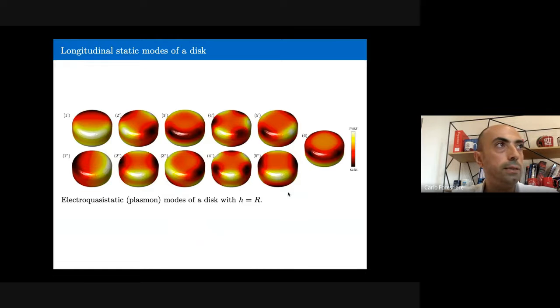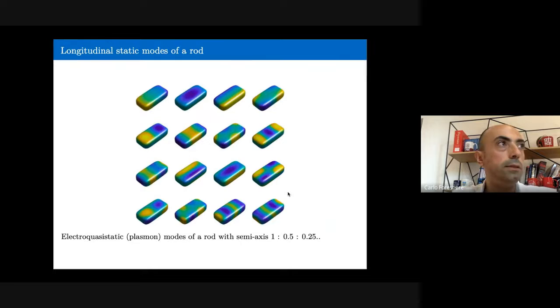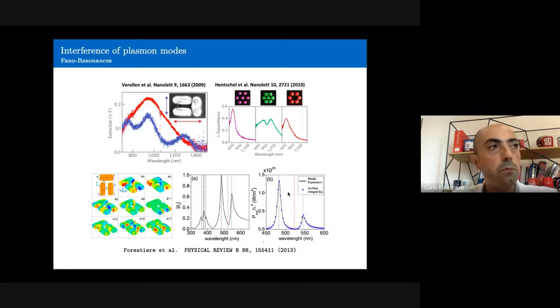These are the plasmon modes of a disk, and those are the plasmon modes of a rod. Plasmon modes can interfere. By looking at the interference of plasmon modes, it's possible to have Fano resonances, which are basically asymmetric line shapes in the scattering. Those are very important because Fano line shapes are very narrow and can be used to make very sensitive sensors. Those Fano resonances in plasmonic nanostructures are associated to the interference of plasmon modes, when you have a cancellation of the total dipole moment.